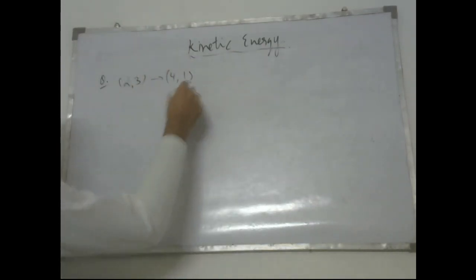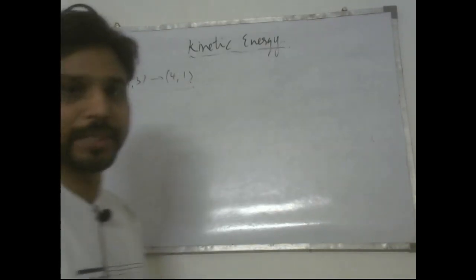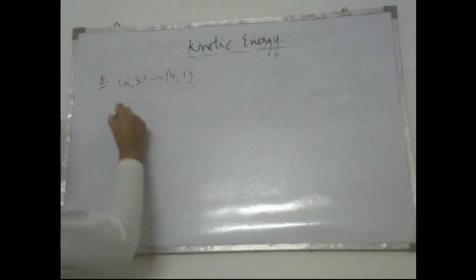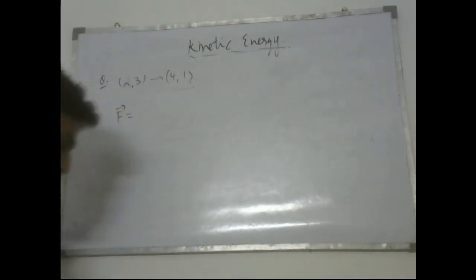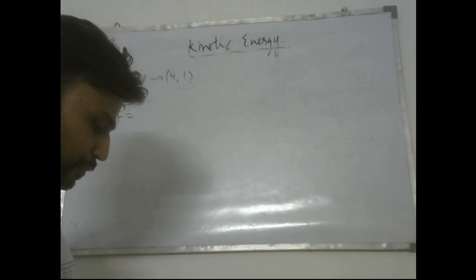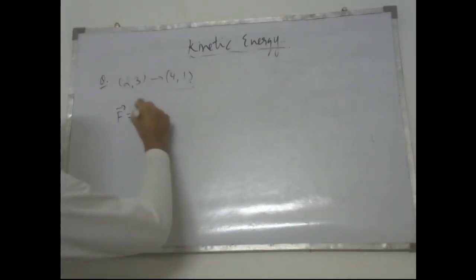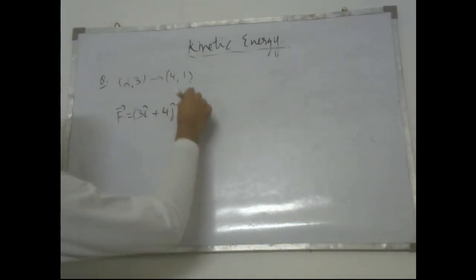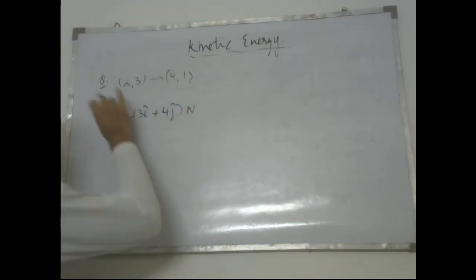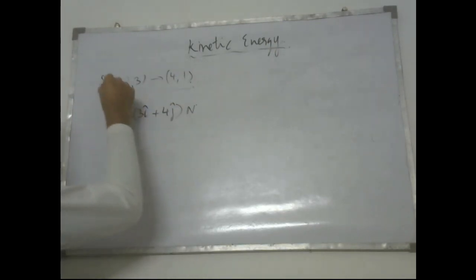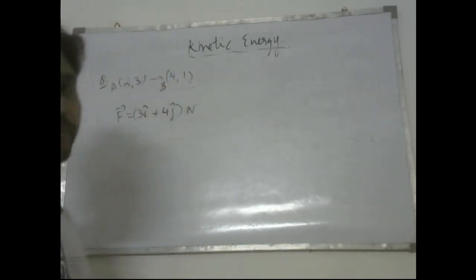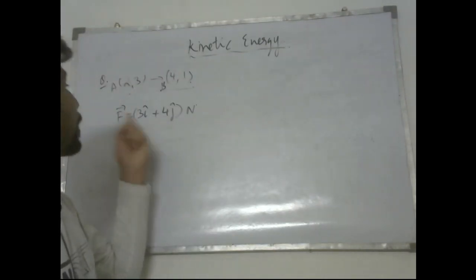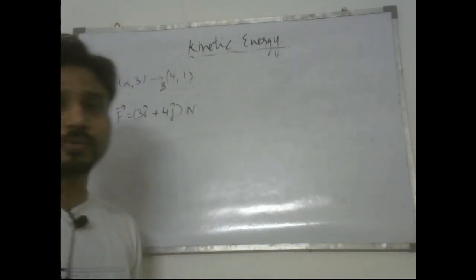So the particle is moving in any general path, and the force acting on the particle is given as 3 i cap plus 4 j cap newtons. So this is the force acting on the particle, and the particle is going from point A to some point B. We have to find the work done by the force as the particle goes from point A to point B.